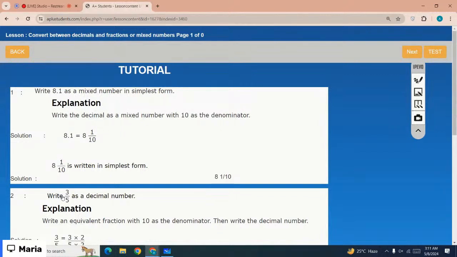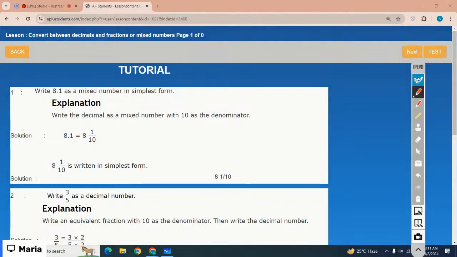Write 8.1 as a mixed number in simplest form. You have to write 8.1 as a mixed number, right? You have 8.1, so 8 is the whole number. You have to write it in mixed number form, right? Point 1 means just remove the decimal point. How do we remove it? You have to add 1 for the decimal point, and after the decimal point you have only one digit. So that would be 1 over 10.